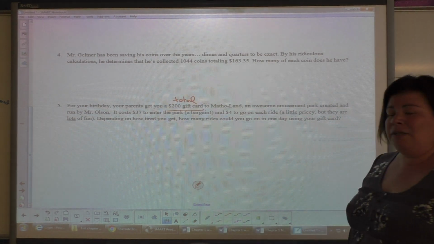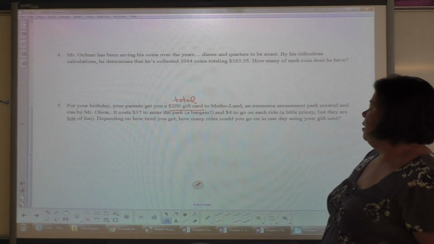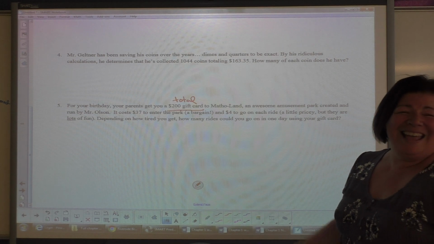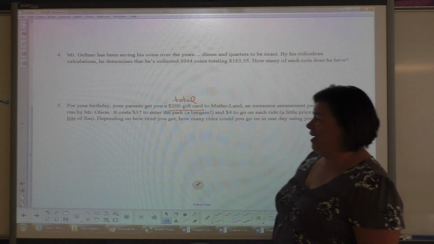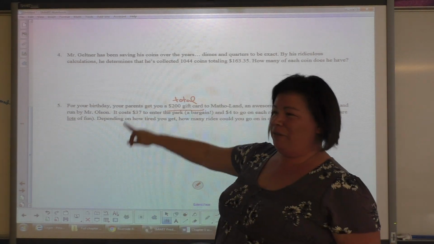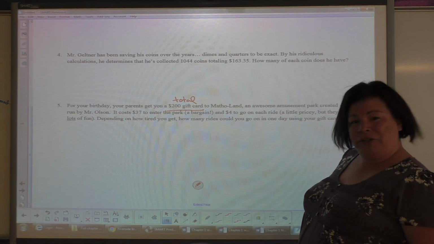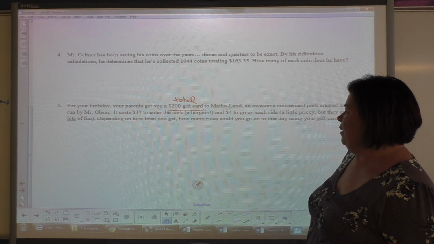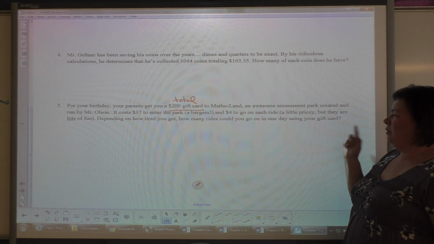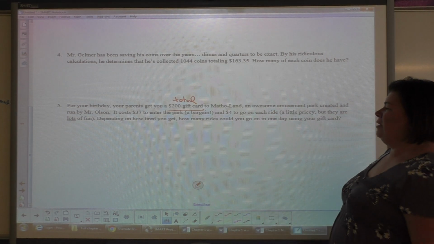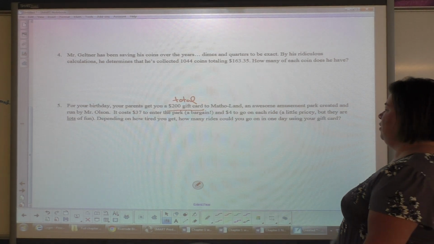To Matholand. Matholand is a great store, an awesome amusement park. It's an amusement park created and run by Mr. Olson. Mr. Olson is one of our math teachers here. It costs $37 to enter the park, which is a bargain, and $4 to go on each ride, a little pricey. Depending on how tired you get, how many rides could you go on in one day using your gift card?